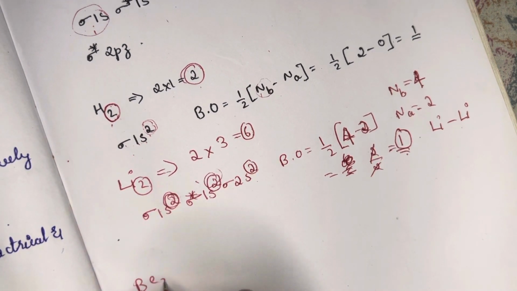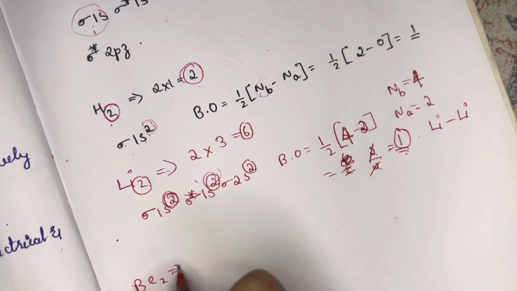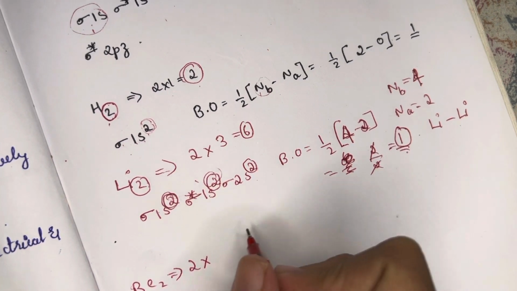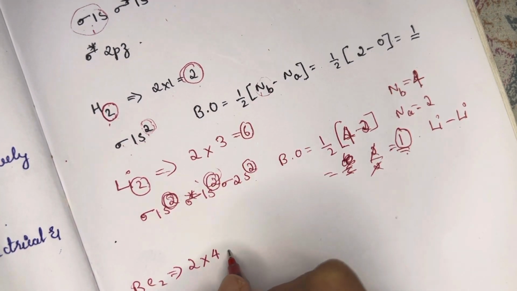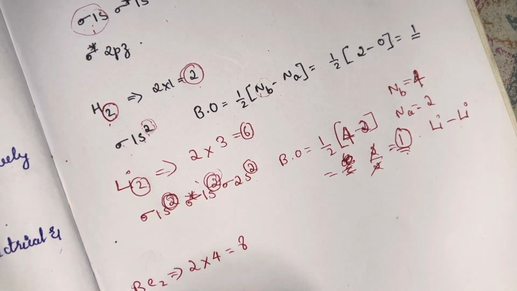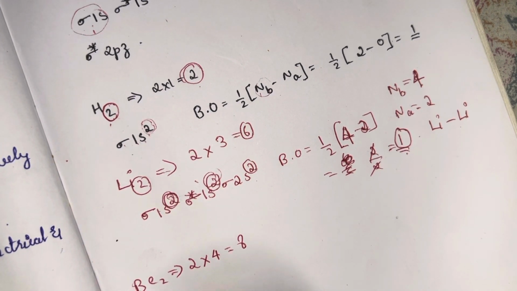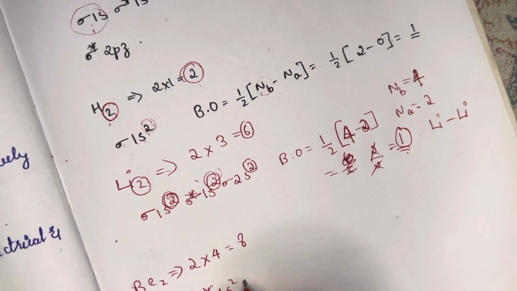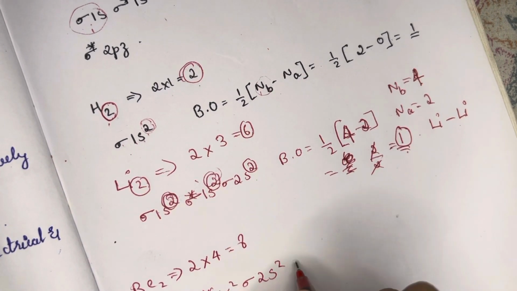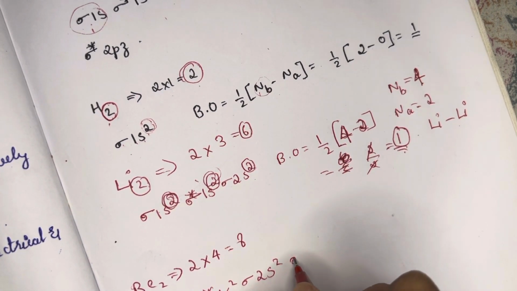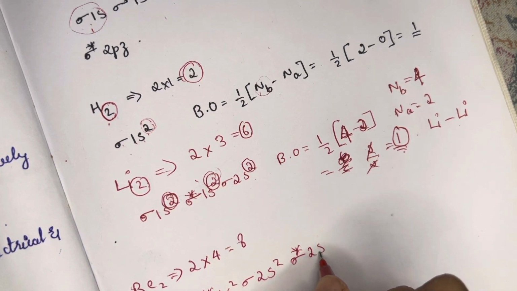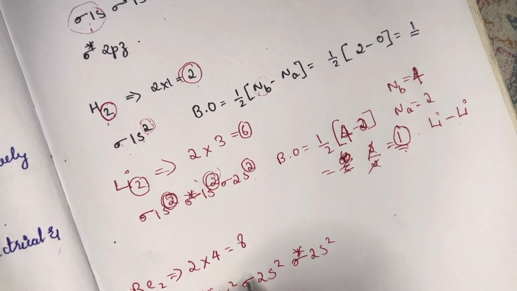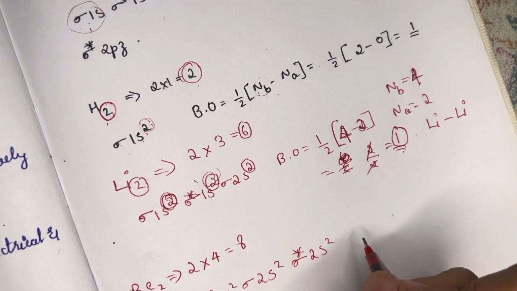Be2 means it is beryllium 2, right? So here 2 into the atomic number of beryllium, which is 4. 2 into 4 is equal to 8. So totally 8 electrons should be there. Sigma 1s is 2, sigma star 1s is 2, sigma 2s is 2. Then after sigma 2s, sigma star 2s is 2. Now count the total number of electrons: 2, 4, 6, 8. So here 8 electrons are there.